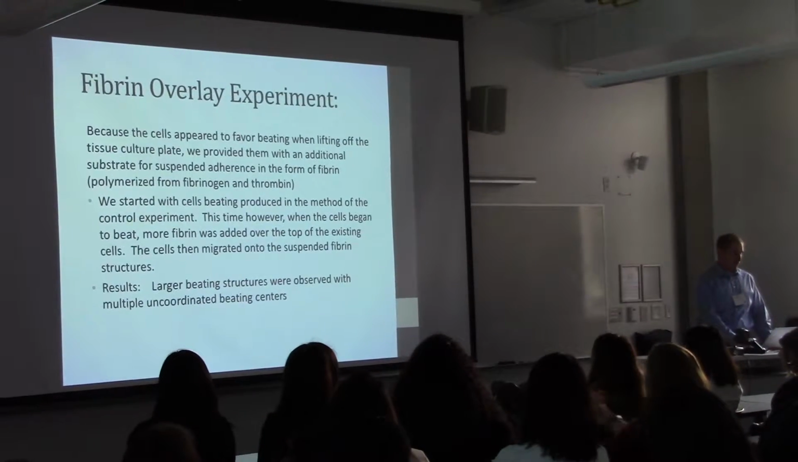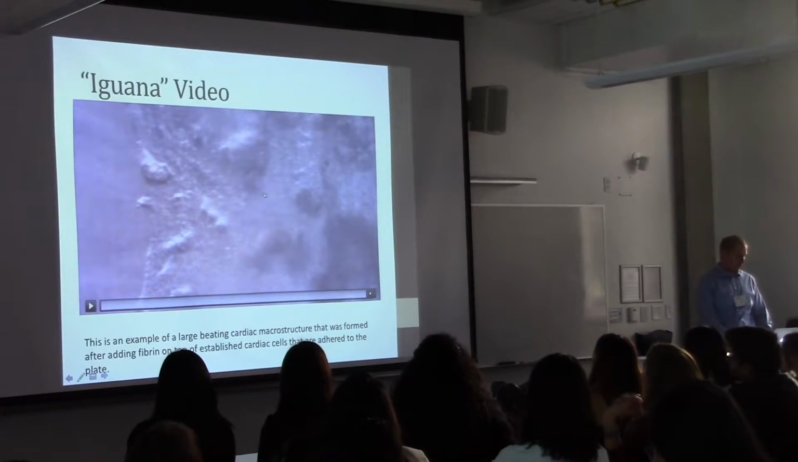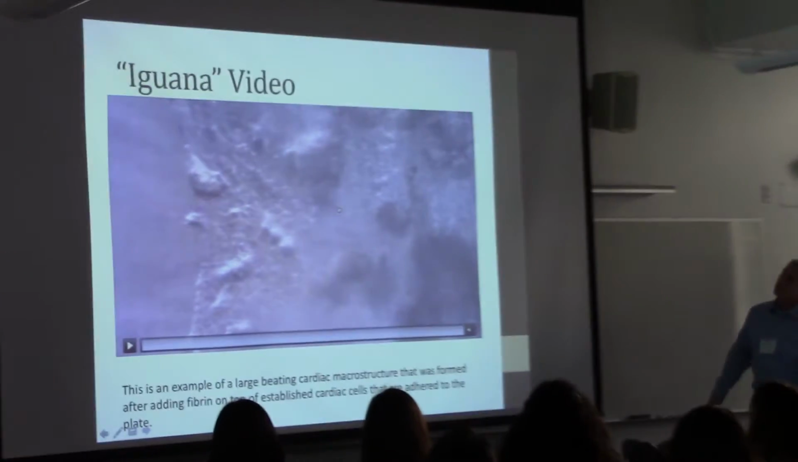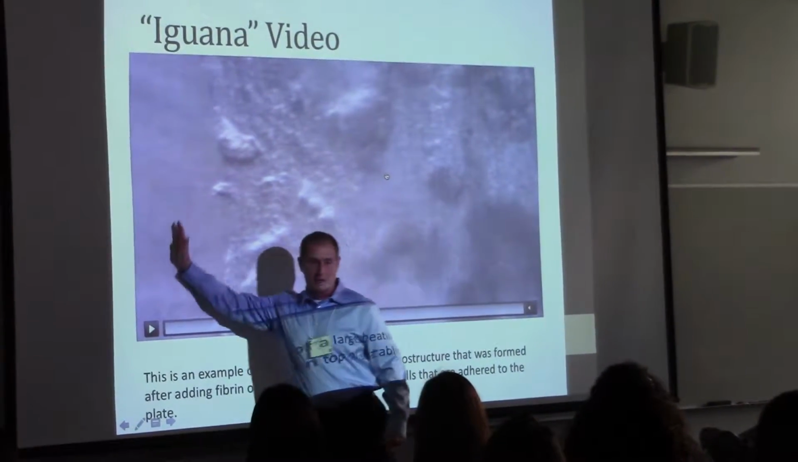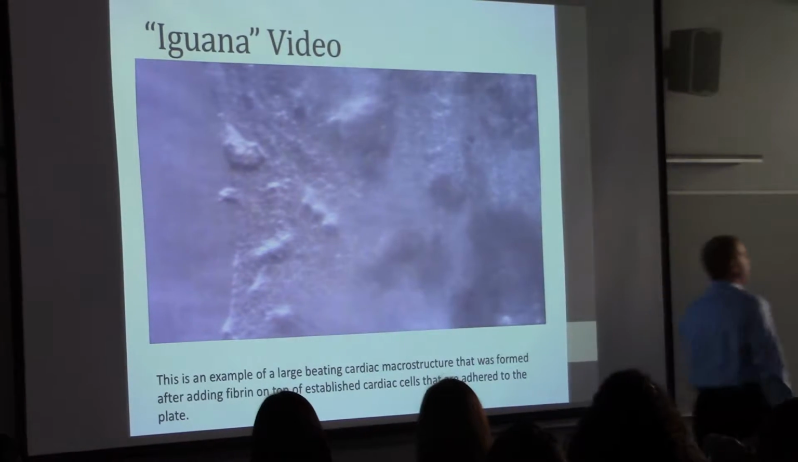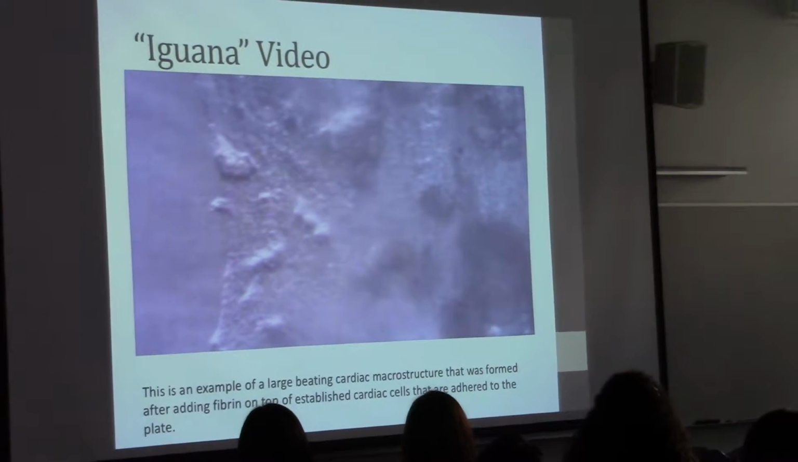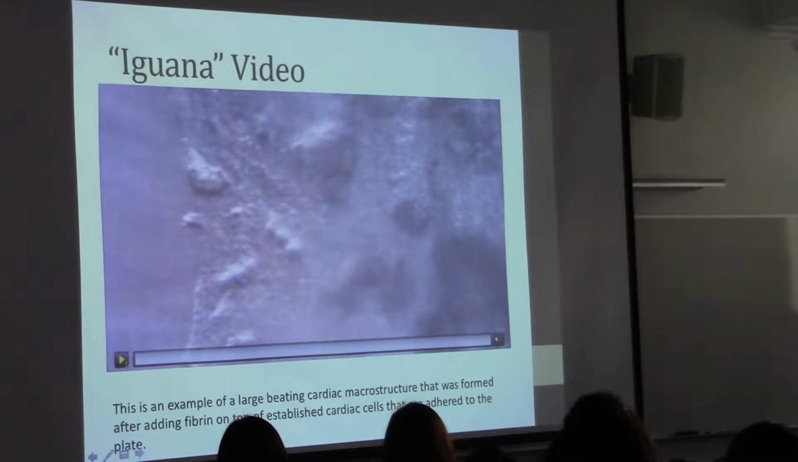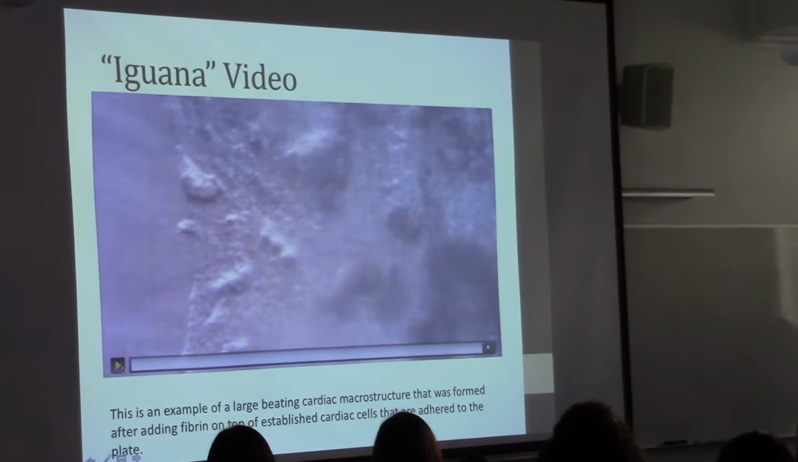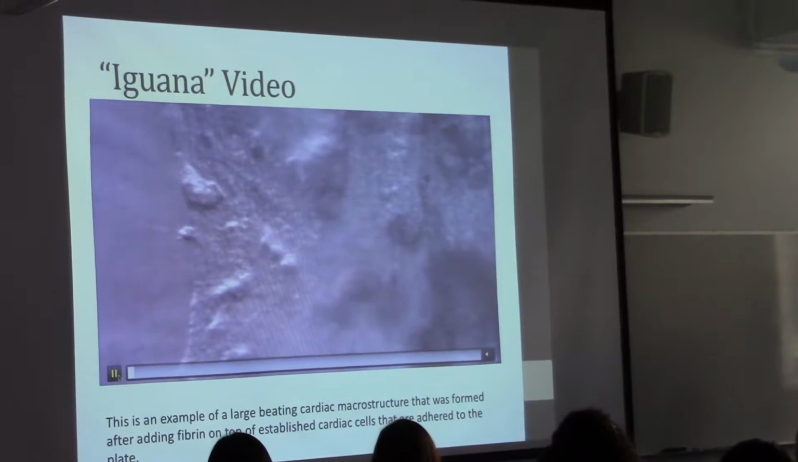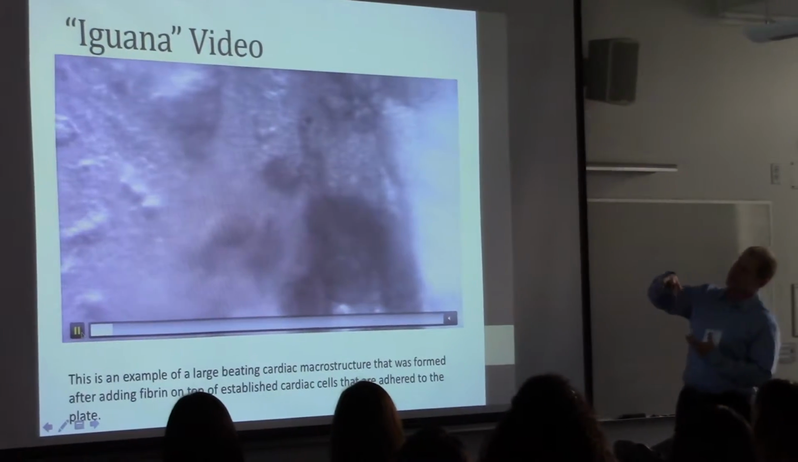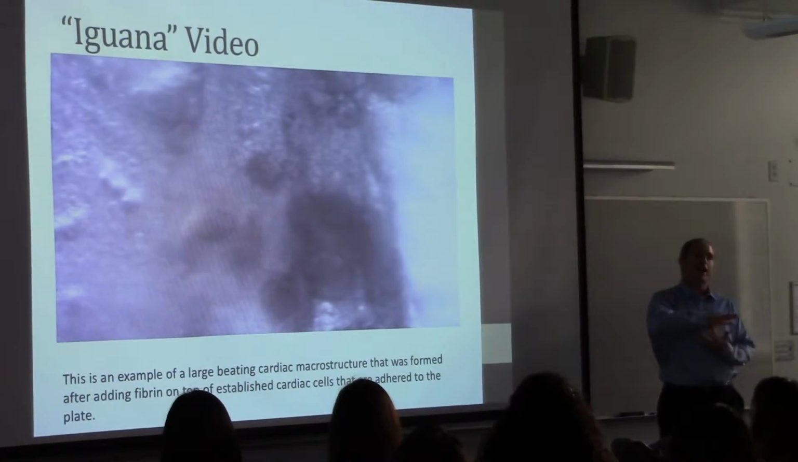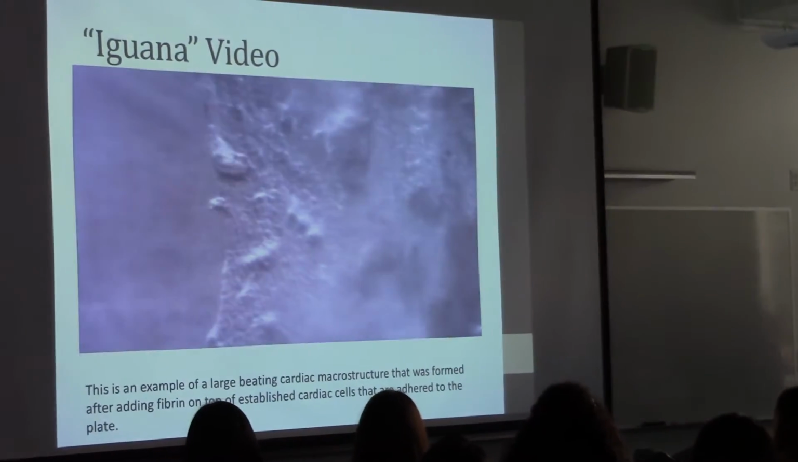So I'm going to show you a couple examples of this. We call this one iguana. Before I play, I just want to let you know this is the overlying fibrin. These are the cells that it's growing over. Okay, as you can tell with this video, you see very vigorous, well, if I can get it to play, there we go. There's very vigorous beating going on in this overlaying fibrin structure, and it's all throughout the fibrin that grew on top of the pre-existing cells.